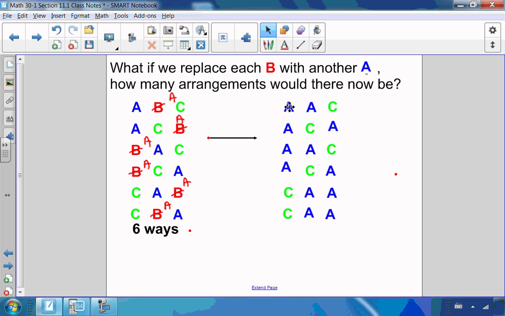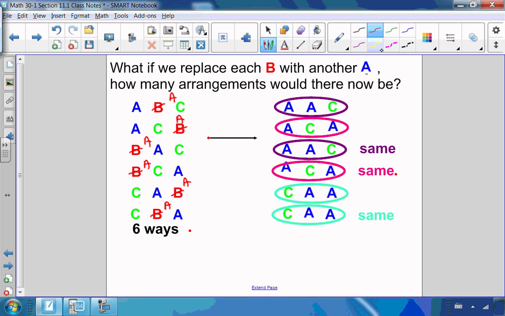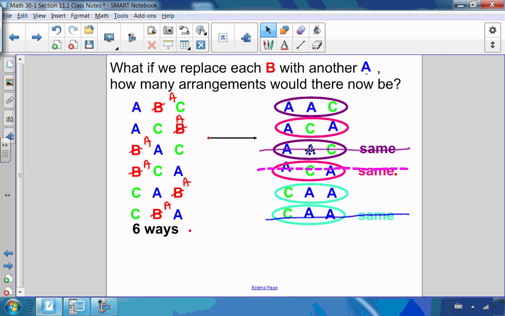Well, if you look at them, AAC is the same as AAC. So this is actually the same. I'm not going to count it twice. That would be redundant. Looking at ACA, that's the same as ACA. That's redundant. I won't count that. And CAA is the same as CAA. So you can see I do not have 6 arrangements anymore. I really have 3 arrangements.